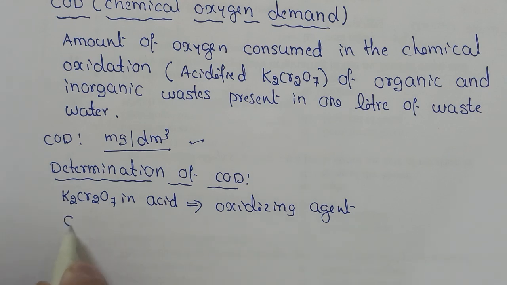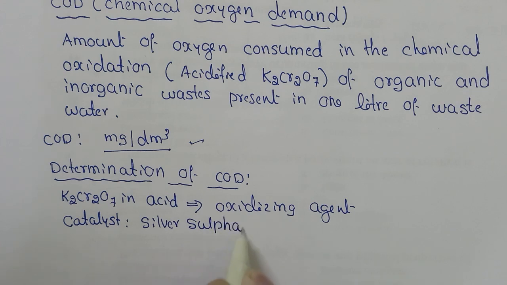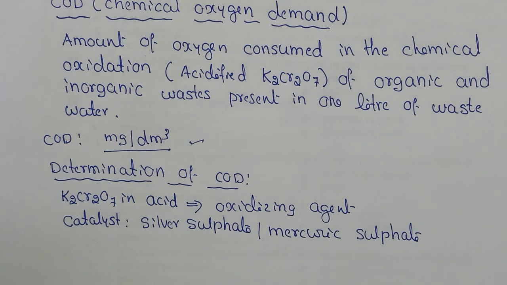Then in the presence of a catalyst, here we use the catalyst silver sulfate and mercuric sulfate. Mercuric sulfate forms a complex with chloride ions present in water, thus preventing their interference.